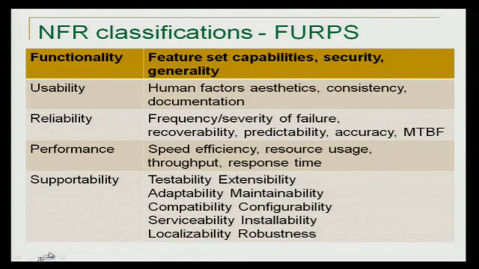FURPS is another one. This one's used by IBM. FURPS: functionality, usability, reliability, performance, and supportability. And you can see how they're categories for a lot of different types of non-functional requirements. Whatever, if you're into memorizing acronyms, this one can help as well.